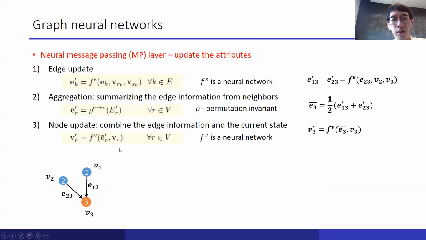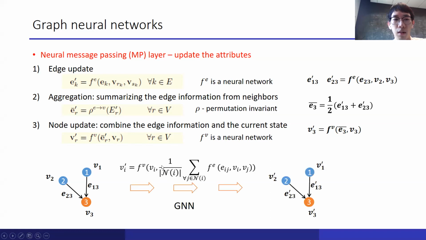And finally, we combine the edge information and the current state of the nodes by using another neural network to update the node information. And here is the example corresponding to V3. Okay, so the MP layer can be summarized.